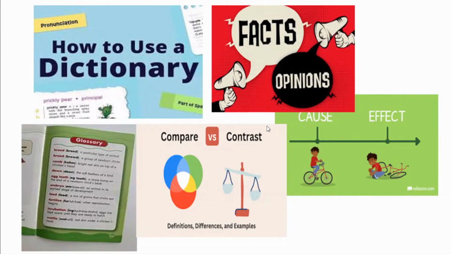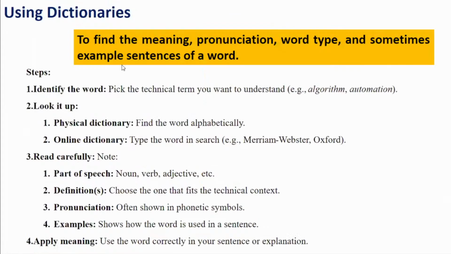Right. So we'll start with the first, which is the usage of a dictionary. So how to use a dictionary, right? Nowadays, of course, we don't have a mini dictionary or pocket dictionary, but we use the internet, right? To search definitions of words. So it also acts as a dictionary.